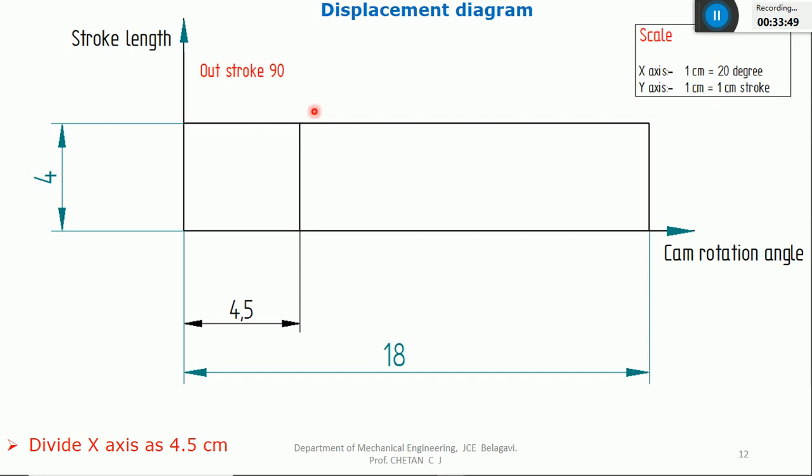I think you noted down the first dwell angle, how much it is? 30 degree. It means 30 by 20. How much? 1.5 centimeter. Correct? 30 by 20, because 20 degree means 1 centimeter. 30 degree means how much? So 30 by 20 will get 1.5. For the next 1.5, just indicate. Any doubts?